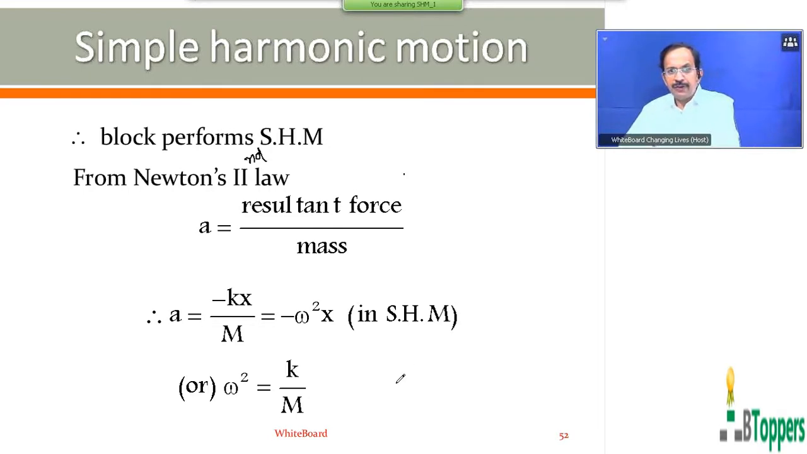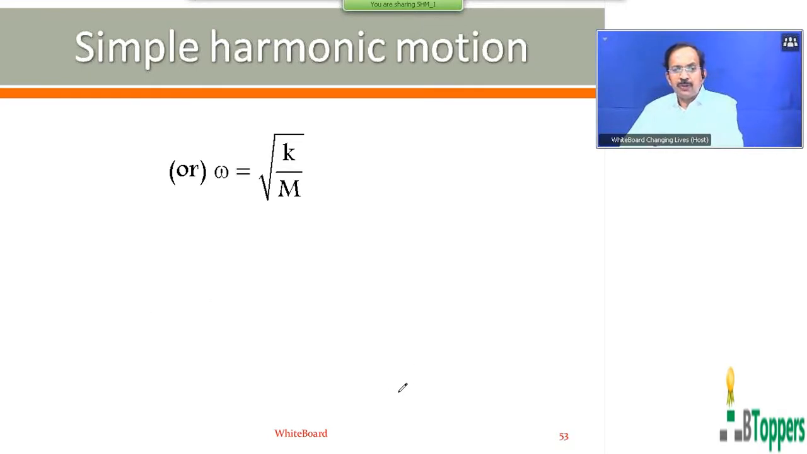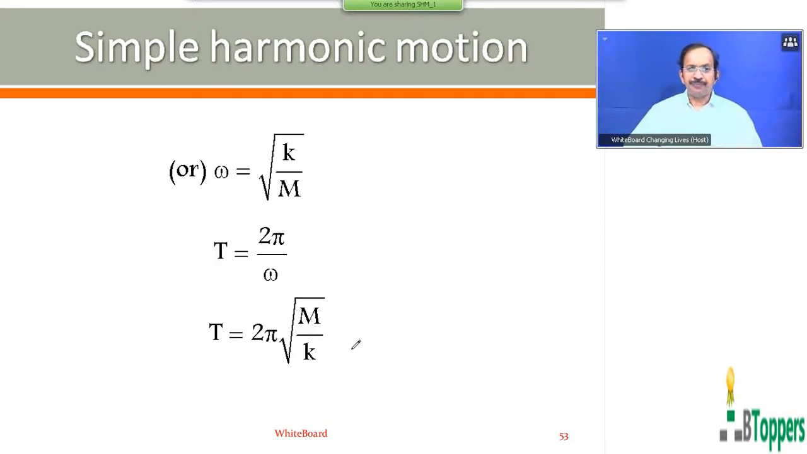Next, I am going to show the continuation to this. Our omega is root of k by m. So the time period of SHM is given by 2 pi by omega. You substitute omega equal to root of k by m, and you get the time period of SHM as 2 pi into root of m by k.